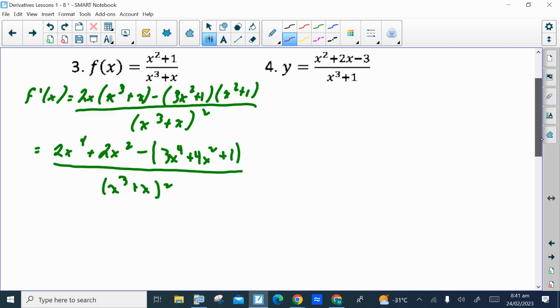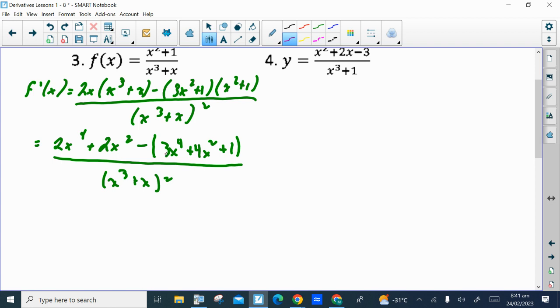And so now when we simplify, you're going to have 2x to the fourth minus 3x to the fourth. That'll be negative 1x to the fourth. You're going to have 2x squared minus 4x squared, which is minus 2x squared. And then you're going to have negative 1.